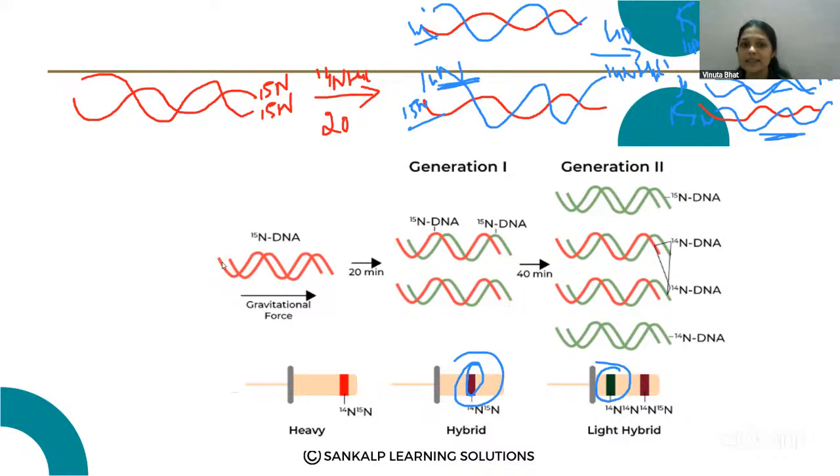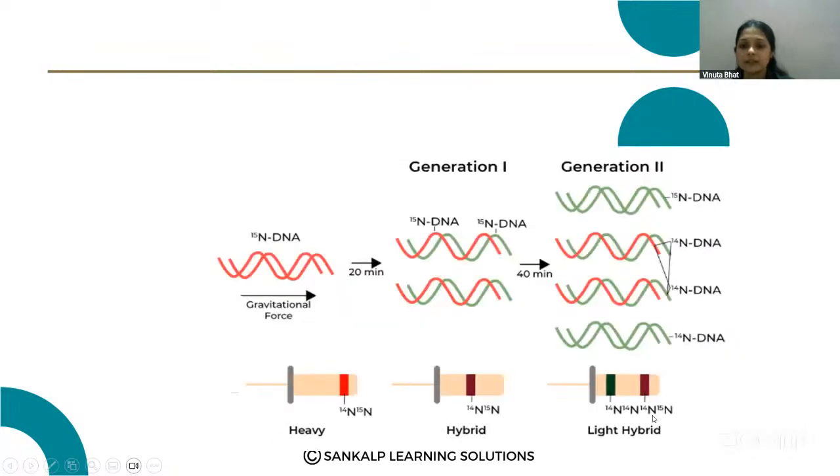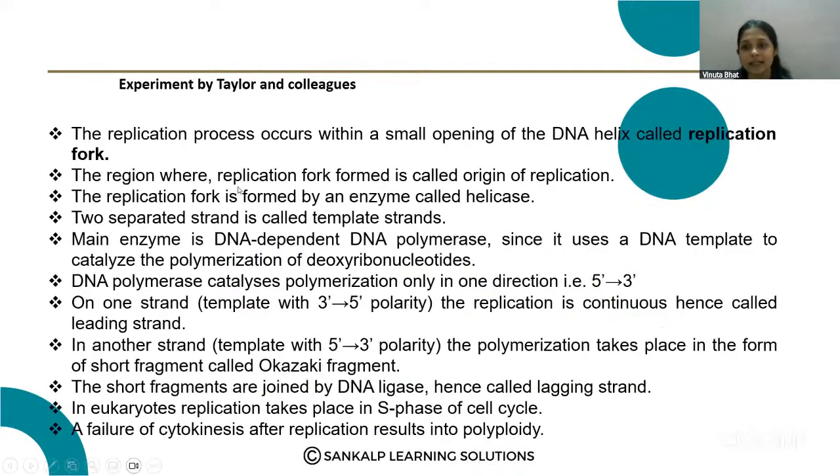So what can we say from this experiment? Here the parental strand is conserved in the next generation. So when the next DNA replication happens, one strand of parental DNA is conserved, and another new strand is synthesized. So that is the semi-conservative method of DNA replication. This is called the semi-conservative method of DNA replication. I hope you understood.